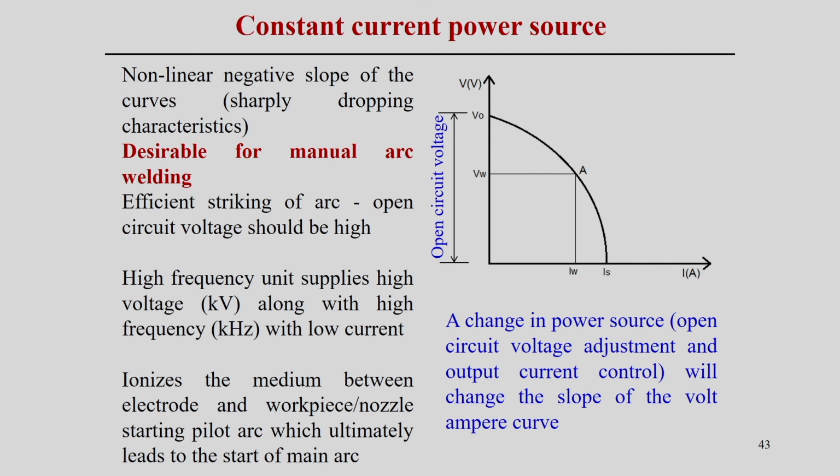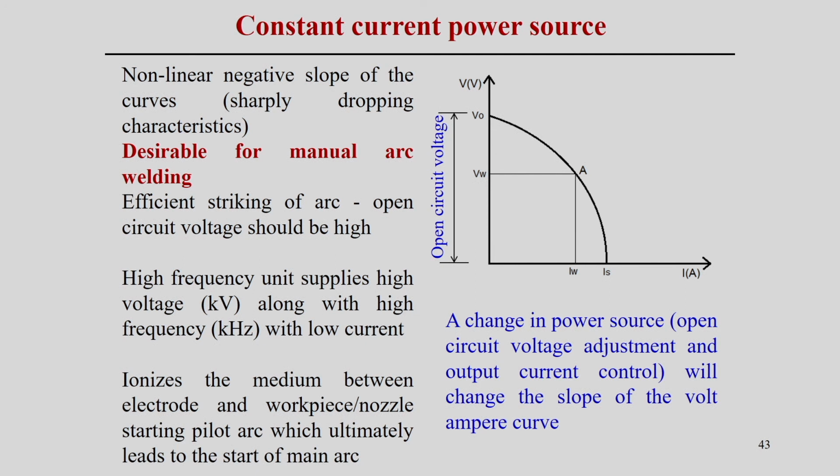If it is very sensitive, the arc length is automatically adjusted, and it adjusts quickly such that it follows this kind of curve, not a linear or gradual decrement of the current or voltage. In this case, a sharp decrement of the current is required. So, a change in power source, open circuit voltage adjustment and output current control: we start with a very high open circuit voltage, which will change the slope of the volt ampere curve. So, the relation between the volt and ampere curve changes if there is a change of the arc length during the manual arc welding process.